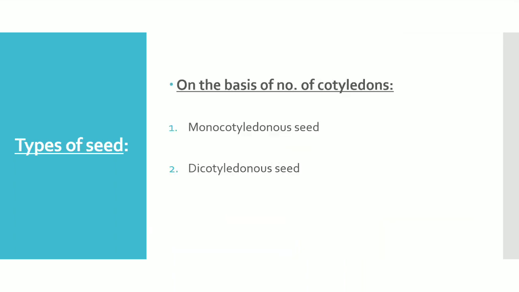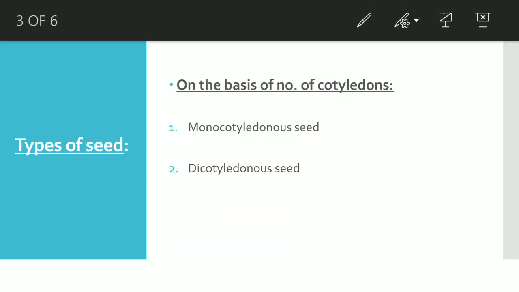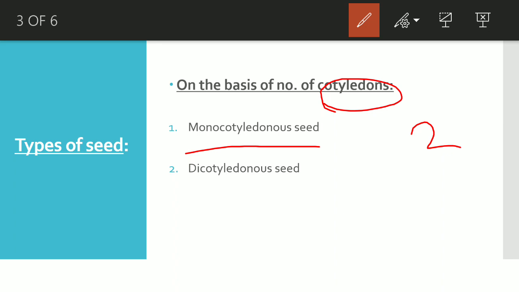Now, the types of seeds. On the basis of the presence of cotyledons, the seeds can be divided into two types. First one is monocotyledonous seeds and second one is dicotyledonous seeds.